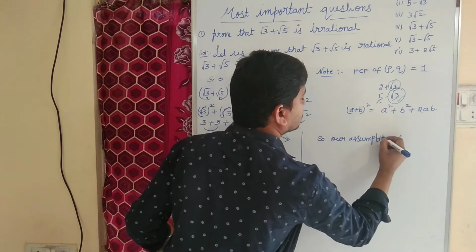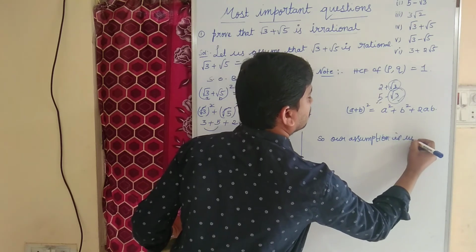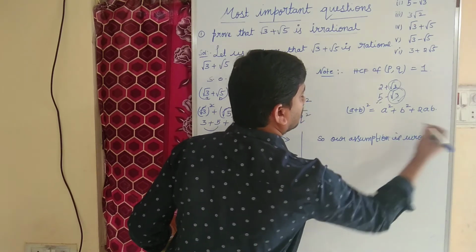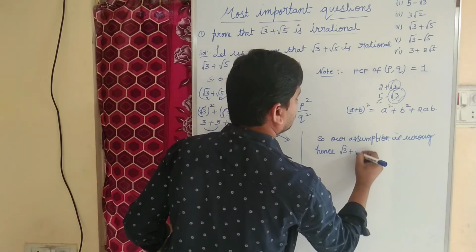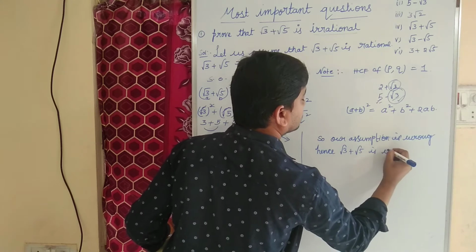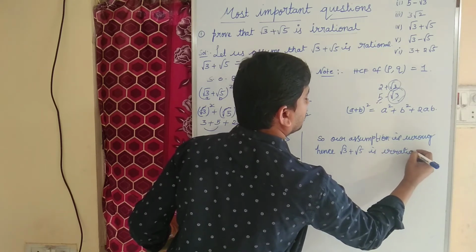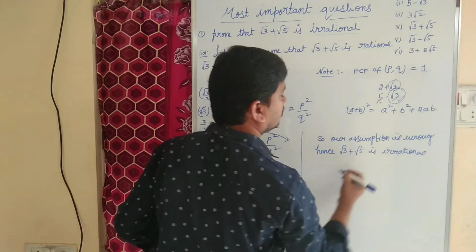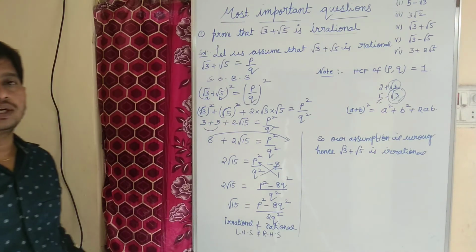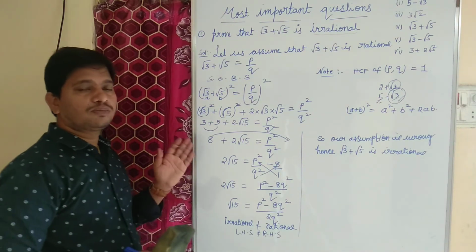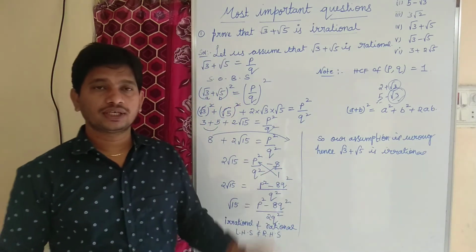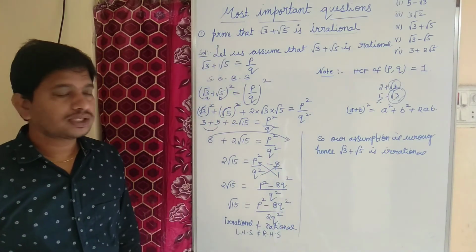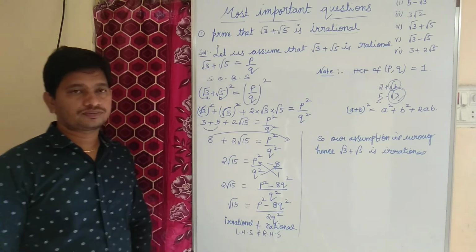So our assumption is wrong. Hence, root 3 plus root 5 is irrational. This problem is the most important problem. They may ask for 8 mark question this year. Prove that root 3 plus root 5 is irrational.